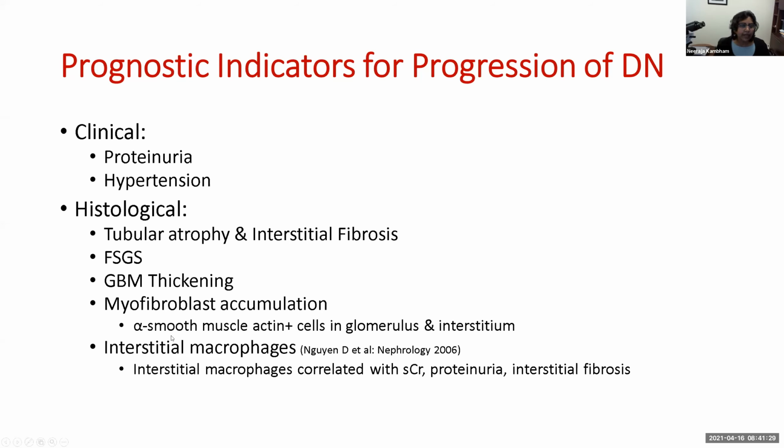There are other advanced studies done in the setting of research where they looked at myofibroblasts, which are cells that are precursors to fibrosis, when they're present in the glomerulus and the interstitium, or even the interstitial macrophages, and how they correlate with the outcome. But the last two are probably done in the research setting and not in a routine clinical biopsy evaluation.